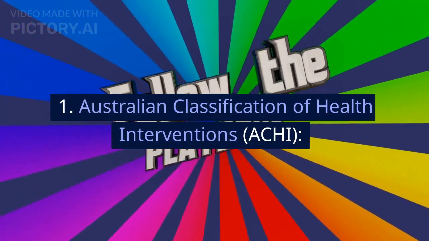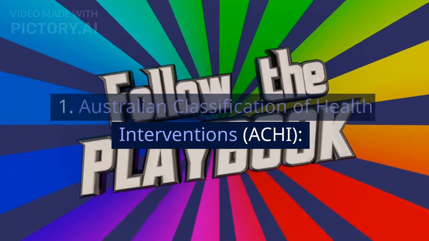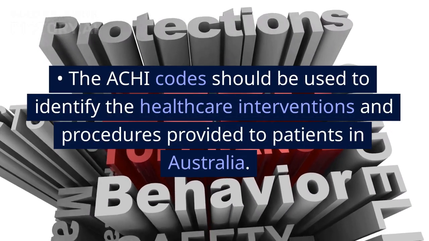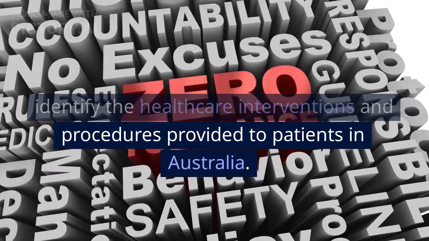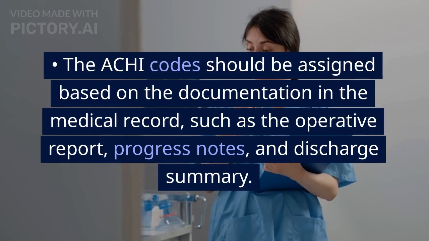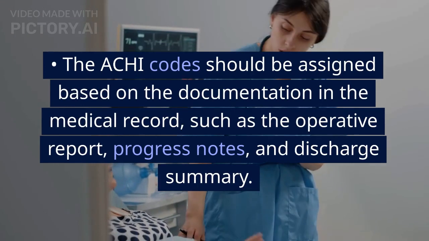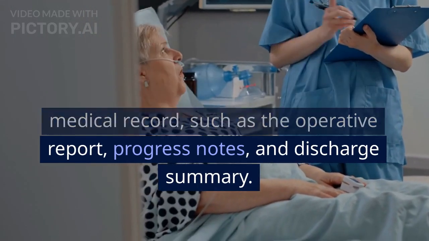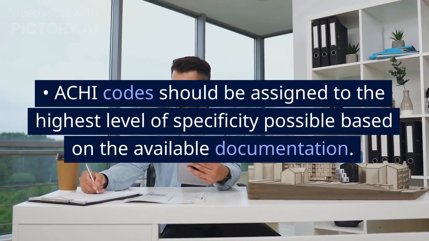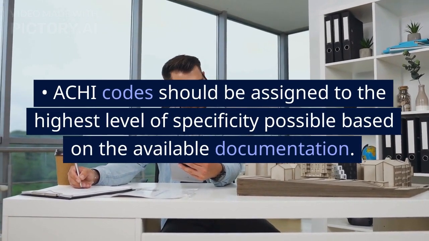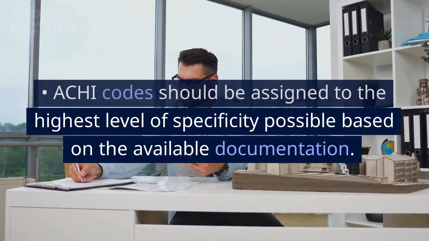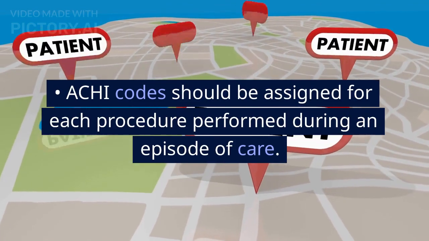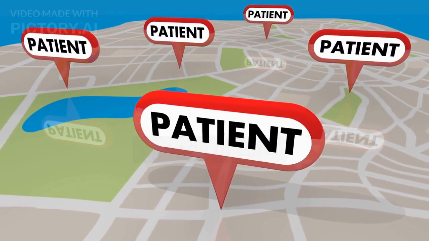1. Australian Classification of Health Interventions, ACHI. The ACHI codes should be used to identify the healthcare interventions and procedures provided to patients in Australia. The ACHI codes should be assigned based on the documentation in the medical record, such as the operative report, progress notes, and discharge summary. ACHI codes should be assigned to the highest level of specificity possible based on the available documentation. ACHI codes should be assigned for each procedure performed during an episode of care.